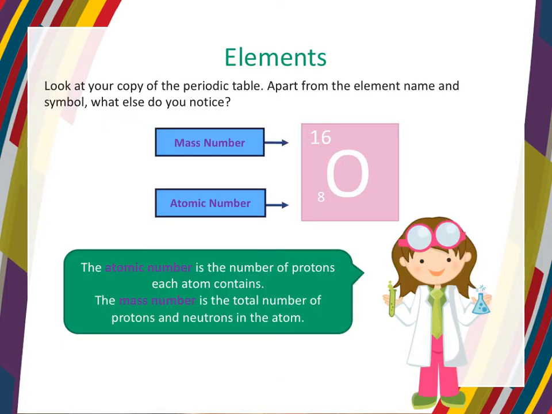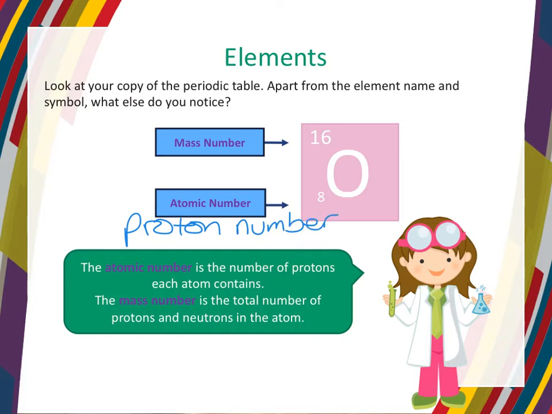So, on the periodic table, we can see, for example, here we've got oxygen. Oxygen's great. It's in our atmosphere. 21% of our atmosphere is made of it. And on the periodic table, we have two numbers. We have the number at the bottom, that's called the atomic number. You might also see it quoted on the periodic table as the proton number.